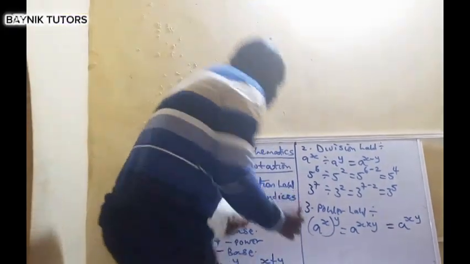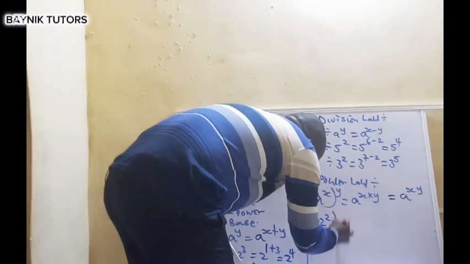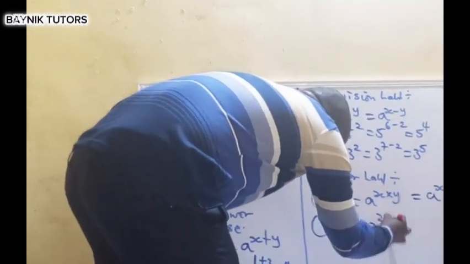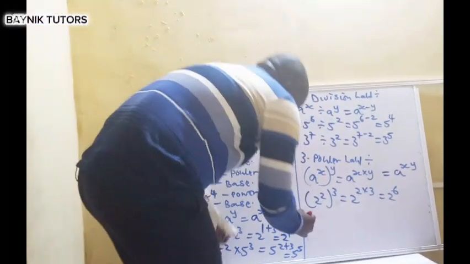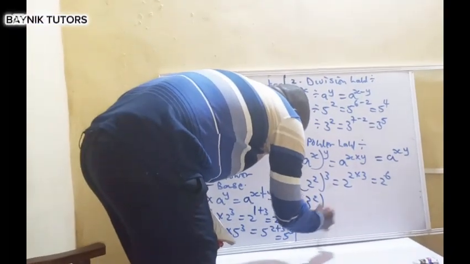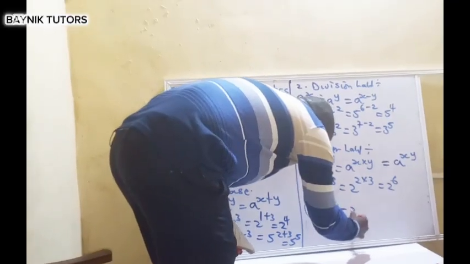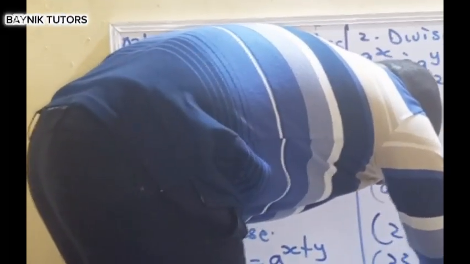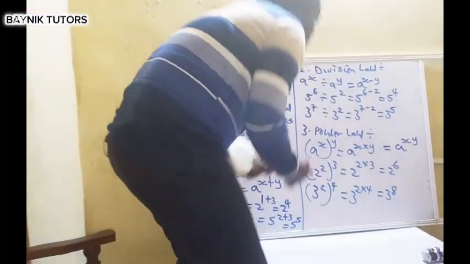So if we have 2 raised to power 2 raised to power 3, that's 2 raised to power 2 times 3, which is equal to 2 raised to power 6. If I have 3 raised to power 2 raised to power 4, that's 3 raised to power 2 times 4, which is equal to 3 raised to power 8.